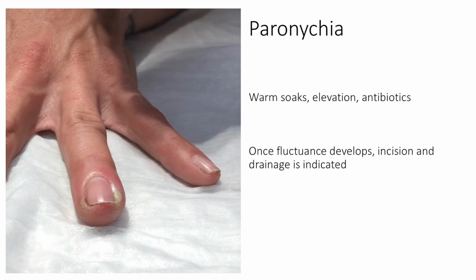The initial management of paronychia involves warm soaks, elevating the extremity, and systemic antibiotics. Antibiotics should be chosen that have anti-staph coverage as well as anaerobic coverage for nail biters, such as clindamycin or Augmentin. However, once fluctuance develops, incision and drainage is indicated for definitive management.